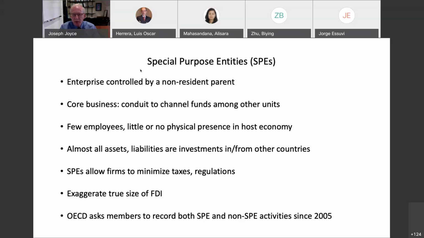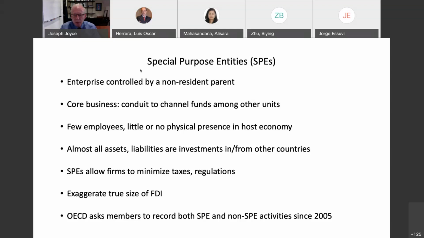So these have become very widespread, and this is well known within the IMF as well as other institutions, about the spread of the SPEs. Among the problems that this can cause is that it can exaggerate the true size of FDI. What may look like an FDI flow, say, from the US to perhaps the Netherlands, and then a different FDI flow from the Netherlands to a third country, is in fact the same amount of money, but it's being double counted.